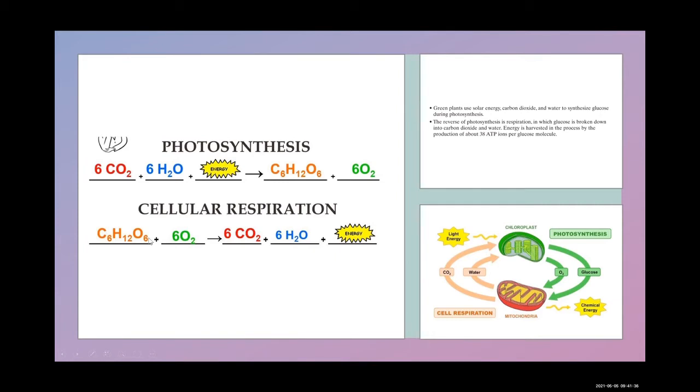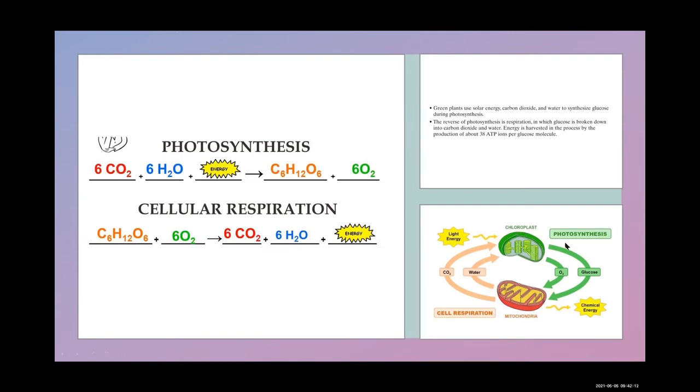Also, say you're not eating a plant, say you're eating a steak. Where is the energy coming from? Well, that steak at one point was a cow that ate grass. And if you follow the food chain back far enough, you're going to end up with a photosynthetic organism almost every time. So the reverse of photosynthesis is respiration at the cellular level, which is glucose broken down into carbon dioxide and water. Energy is harvested by the production of 38 ATP per glucose molecule. ATP, we're going to look at in a minute, is adenosine triphosphate, and that is basically our little unit of energy.